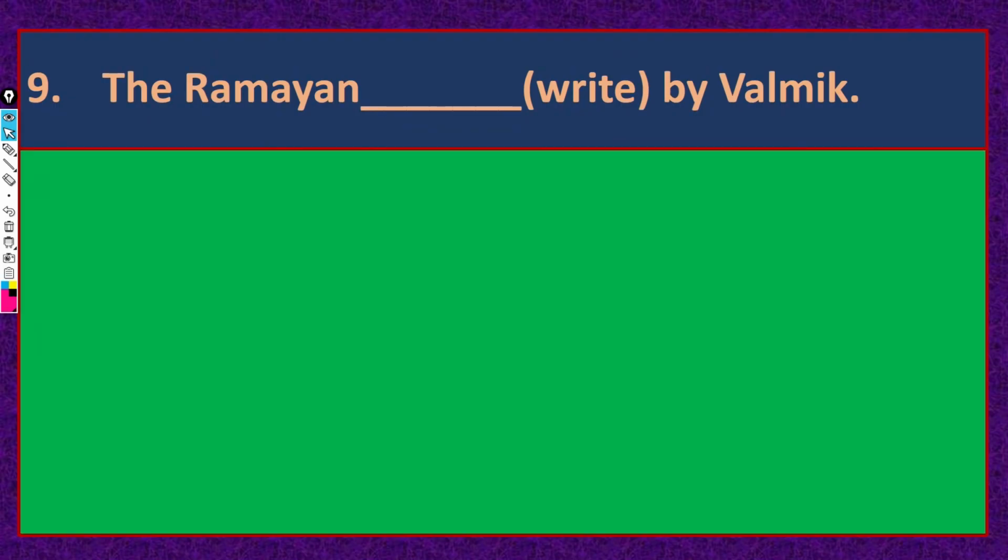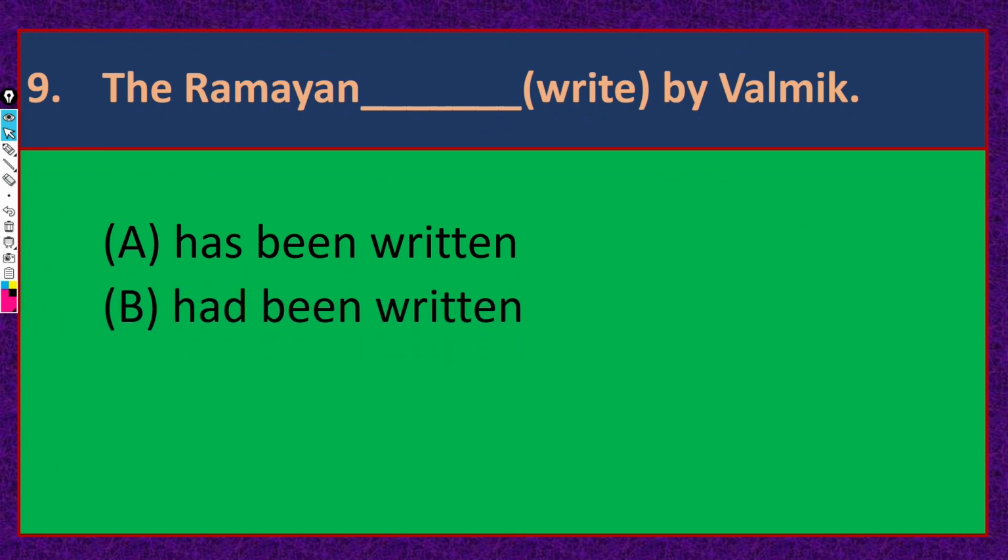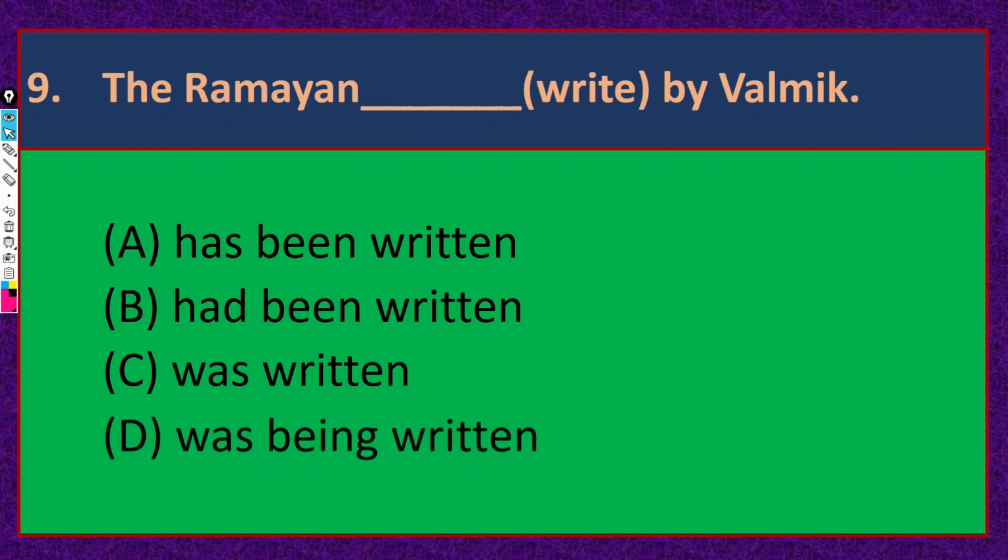So, let us go to the next question. Question number 9, the Ramayana dash by Valmiki, right. Option A has been written, option B had been written, option C was written, option D was being written, and the correct answer is "was written", because Valmiki wrote the Ramayana. And you see, before Ramayana we can use the article "the", as with Mahabharata, Ramayana, Gita, right. So, the Ramayana was written by Valmiki. This is the correct answer.